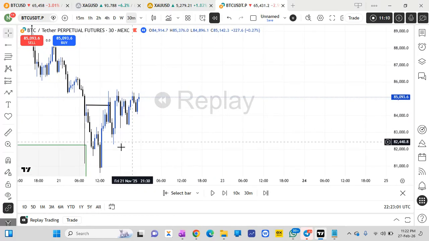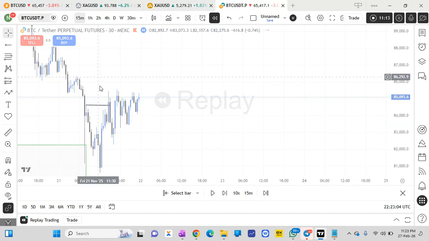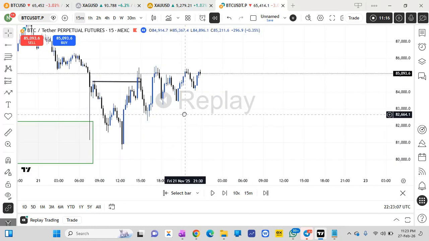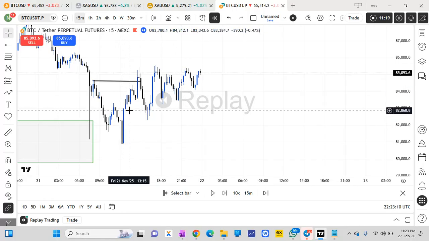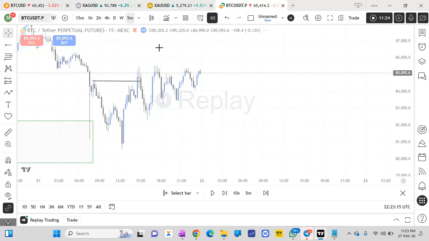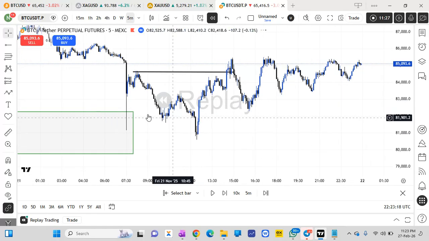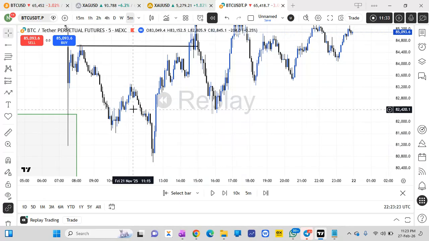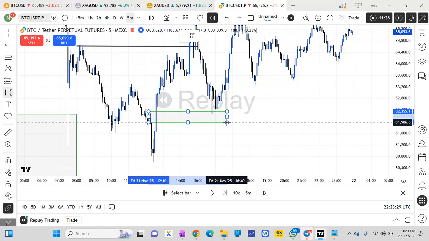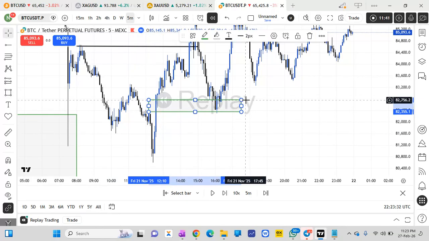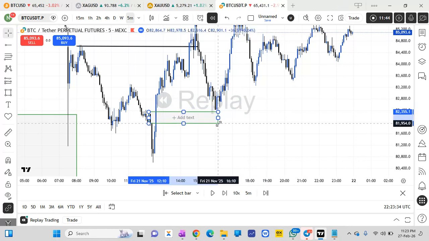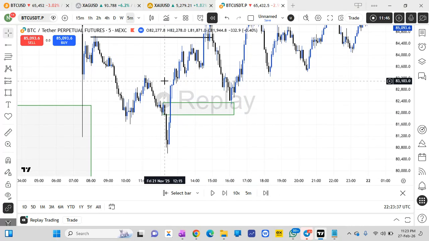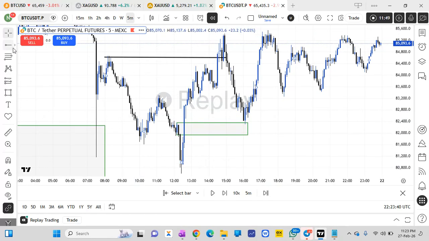So what do we have? We have a structure shift. We won't just jump and enter from this other block. I want to go down to 5 minutes. Okay, we missed this trade. This was the first trade. The market shifted. Look at what happened here.